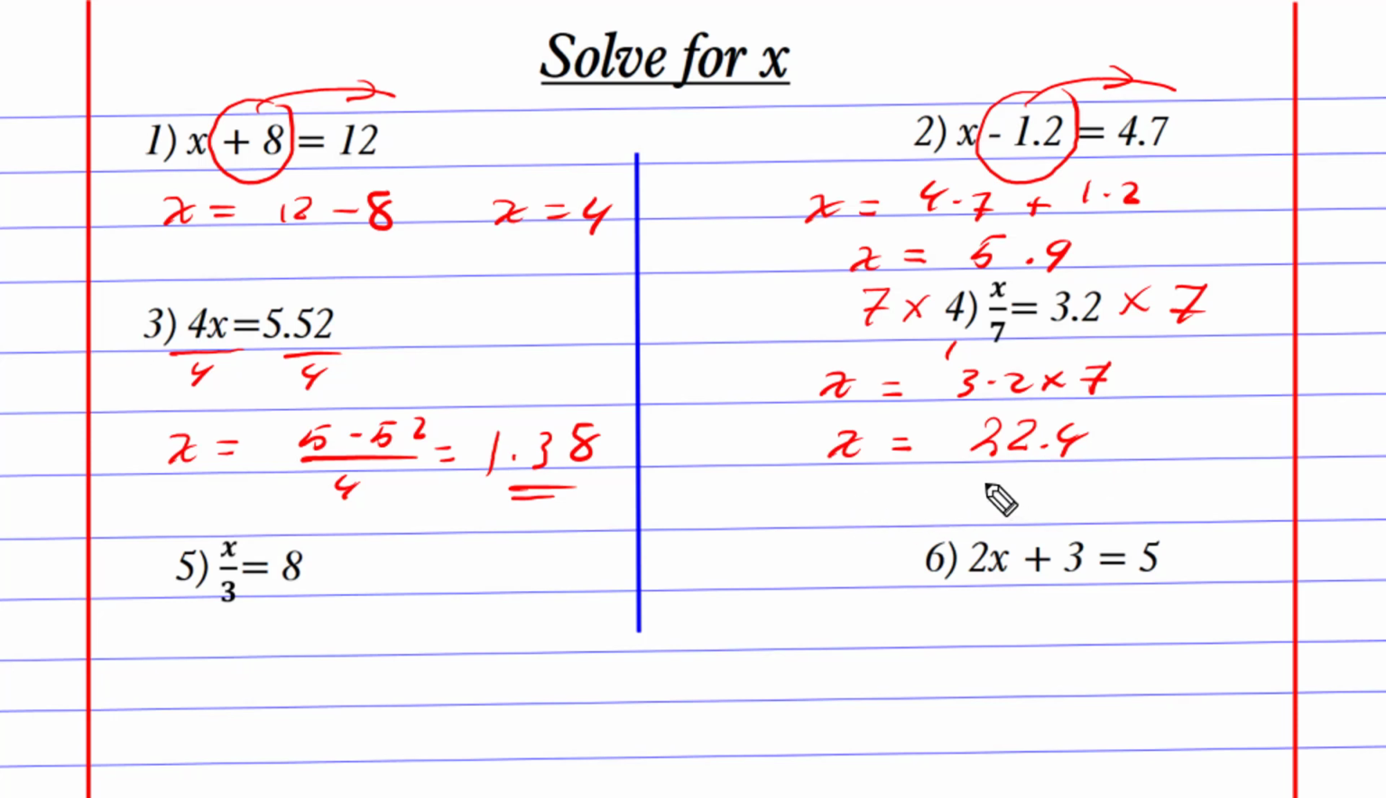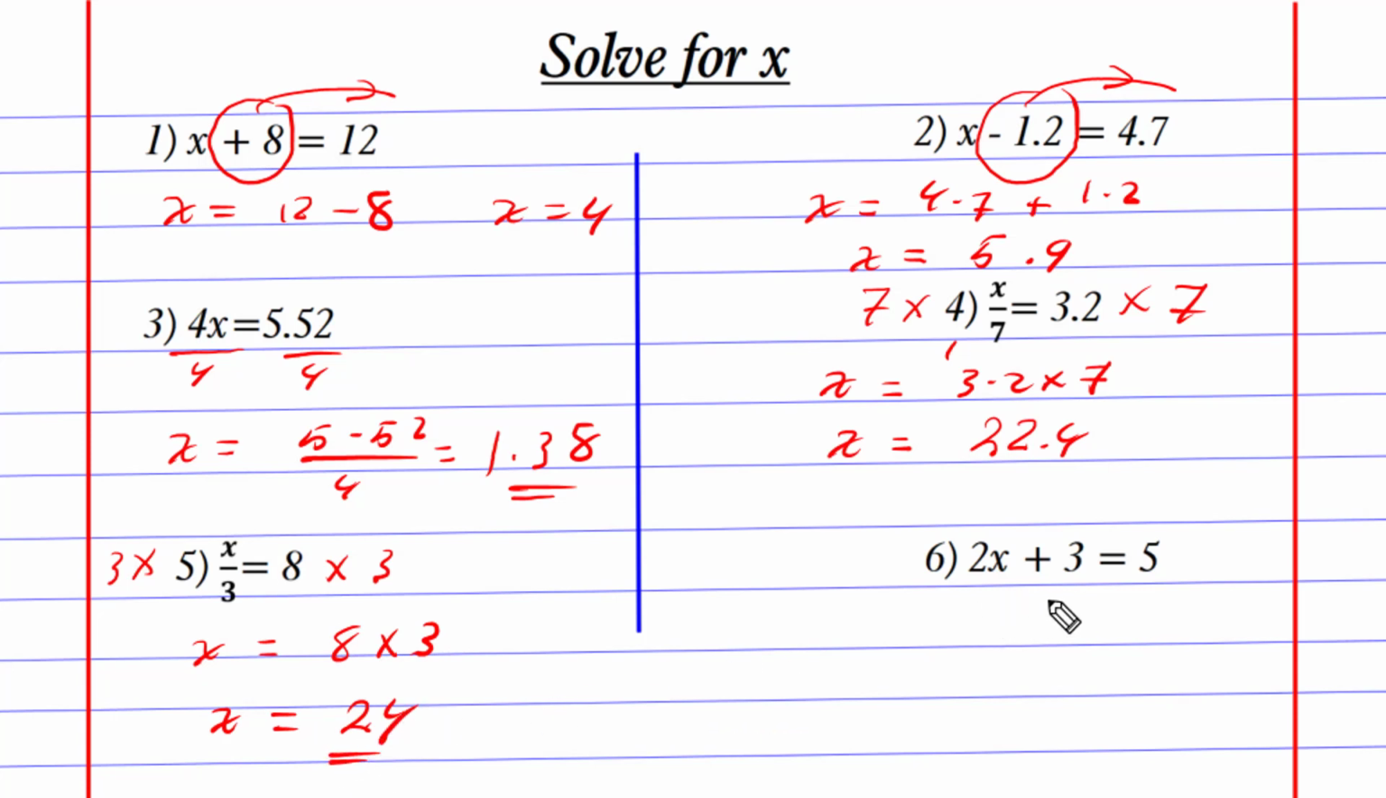Now x equals 22.4. Next, in the same way, x over 3 equals 8. To find the value of x here, we will multiply both sides by 3. It's a division equation. Now, guys, x equals what? Equals 8 times 3. We studied before that 8 times 3 equals what? Equals 24. This is the value of x.